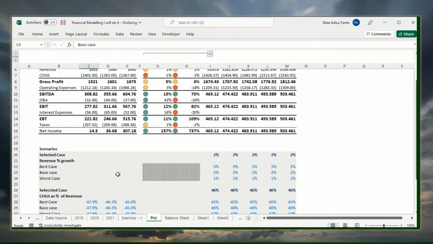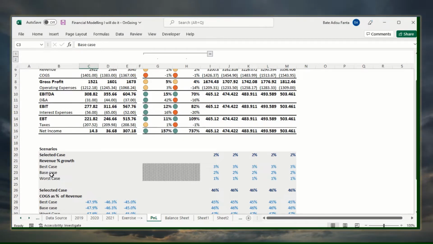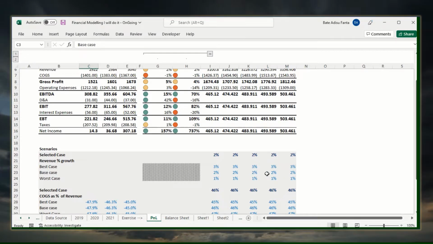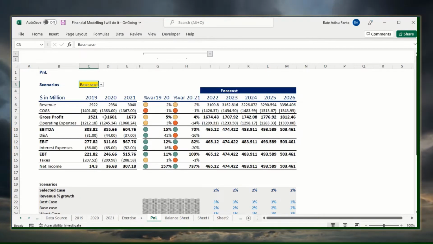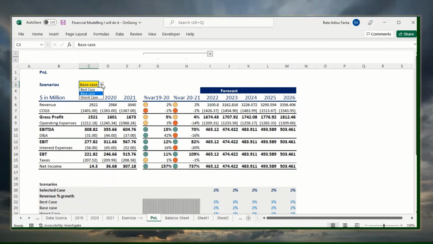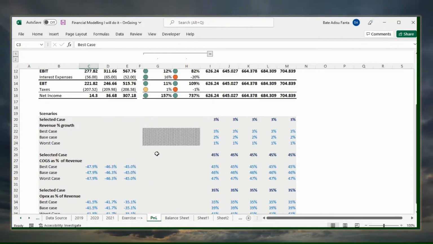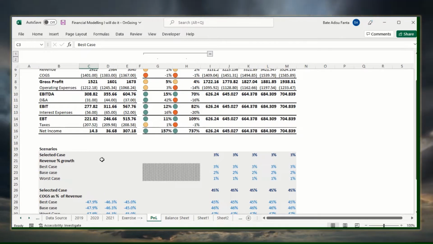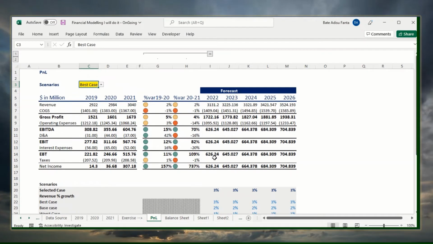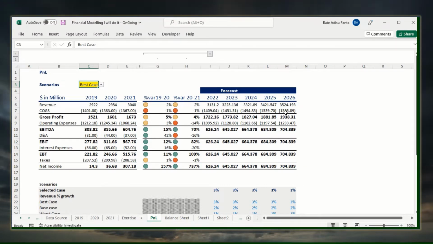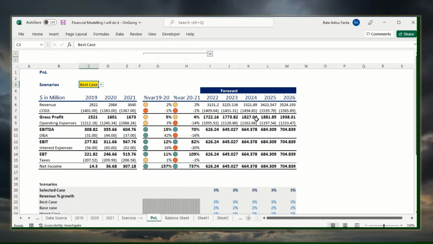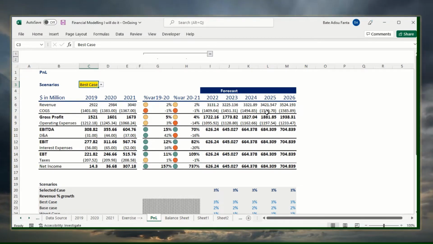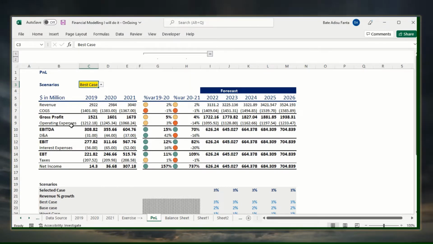So now we are here in base case, which is 2% revenue growth. If I change base case to best case, you see here it changes to best case, which is 3%. At the same time, when the selected case here changes, the forecasted amount for our future period changes here, as you see. And we calculated this future period forecasted amount for revenue, COGS, and operating expenses.